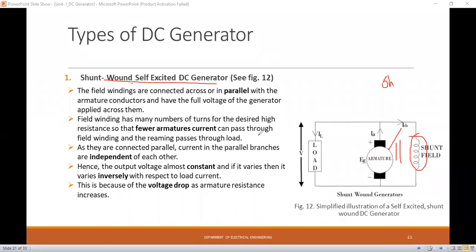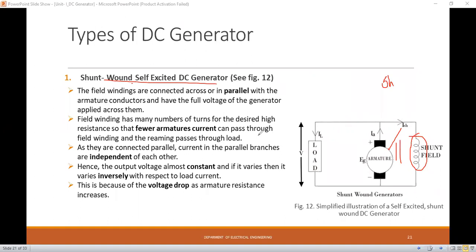Then if the field winding is connected in series with that of the armature, it is called a series wound motor or series wound DC machine. And if it is a combination of both, that means some winding is connected in parallel and some winding is connected in series, then it is called a compound wound DC generator.